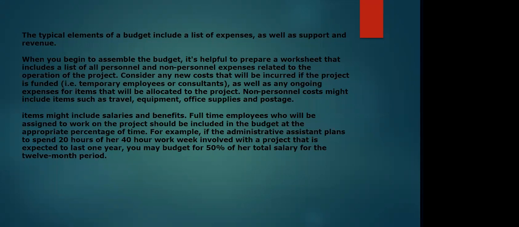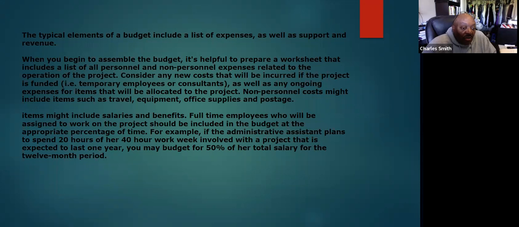So read the next paragraph. Items might include salaries and benefits. Full-time employees who will be assigned to work on the project should be included in the budget at the appropriate percentage of time. For example, if the administrative assistant plans to spend 20 hours of her 40-hour work week involved with a project that is expected to last 1 year, you might budget for 50% of her total salary for the 12-month period.